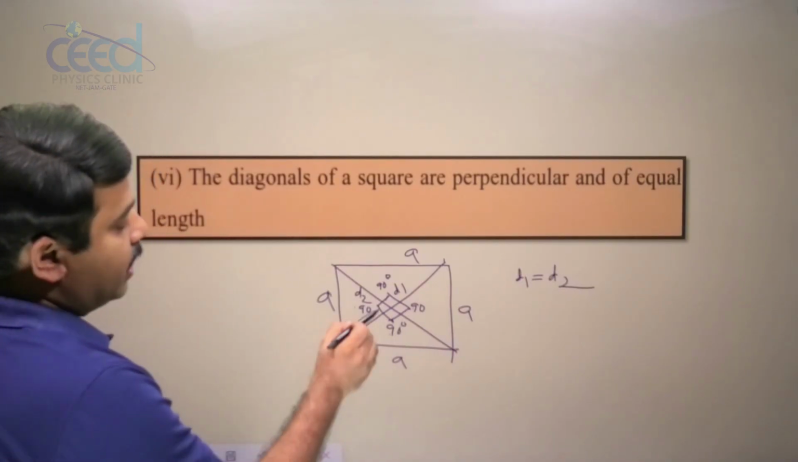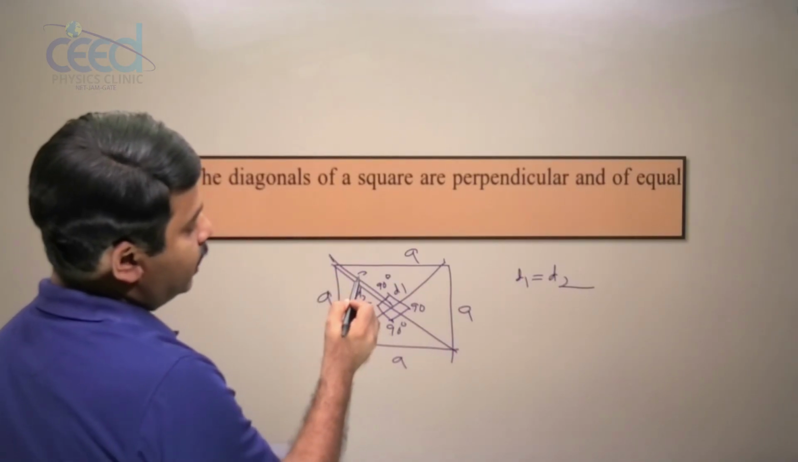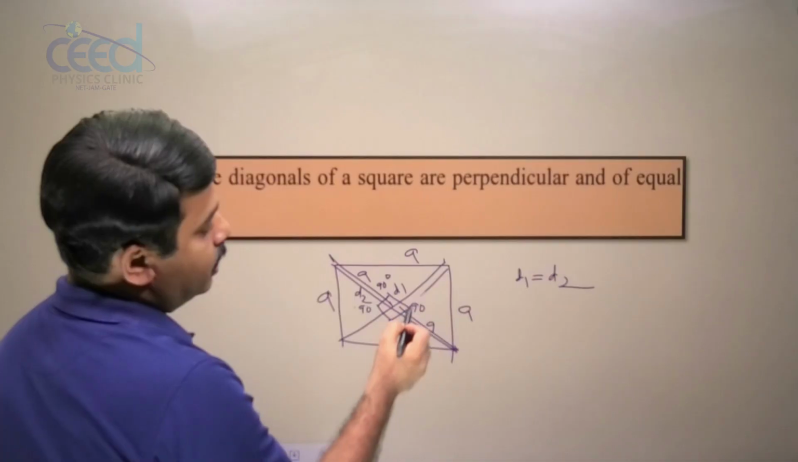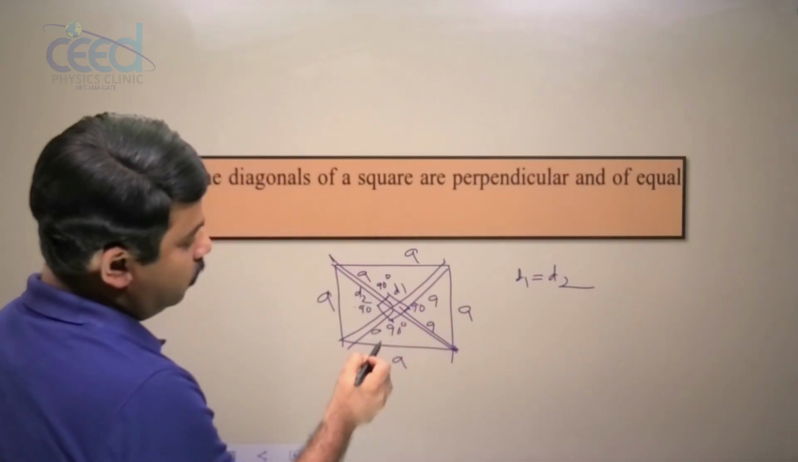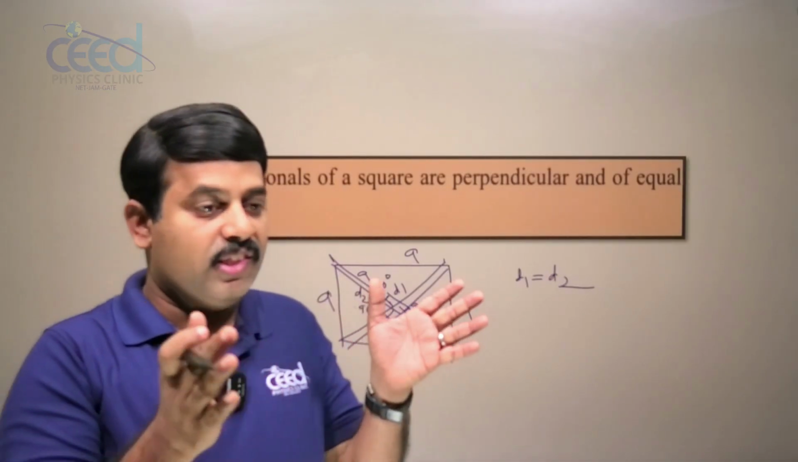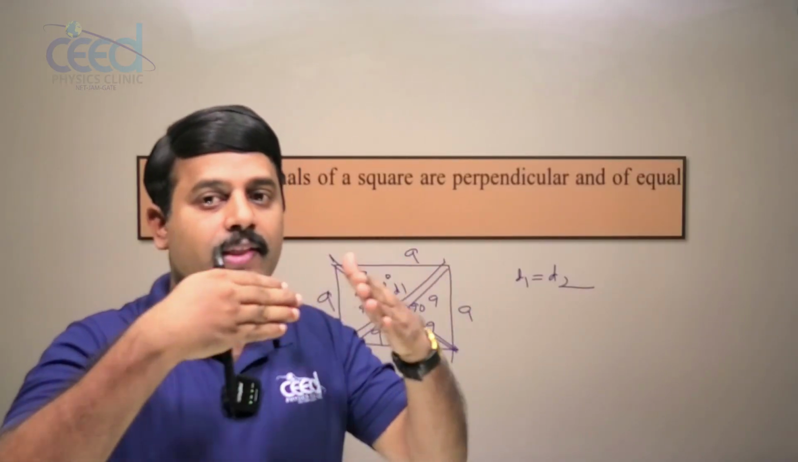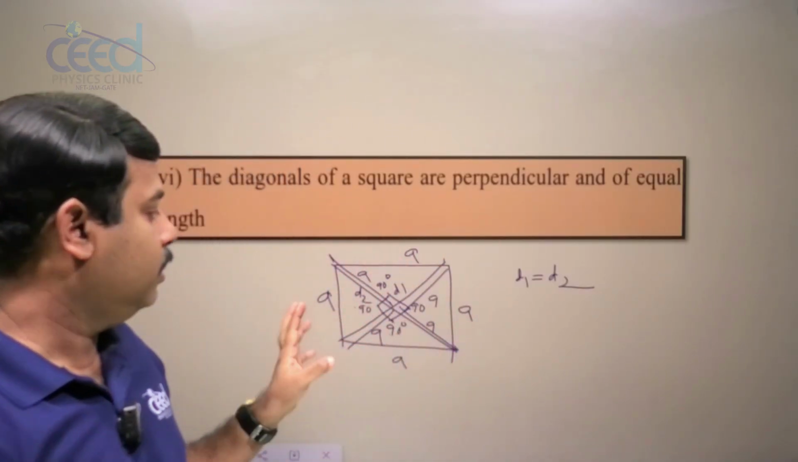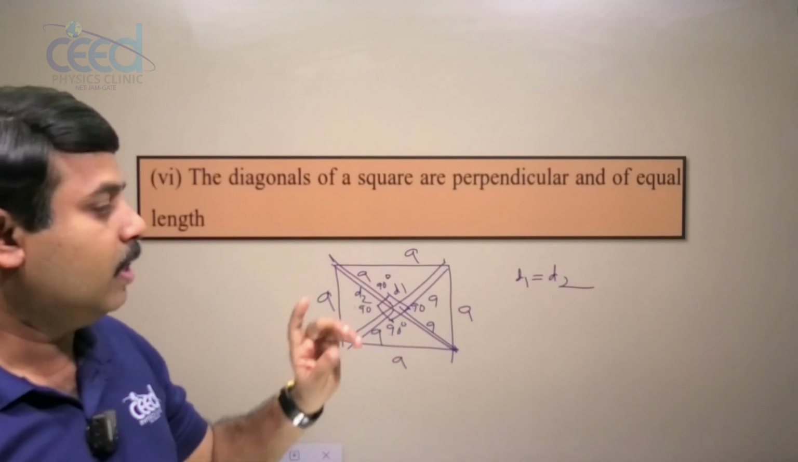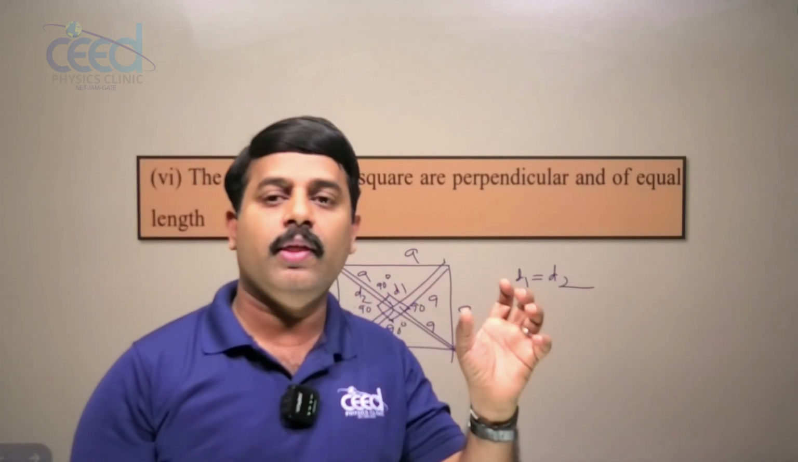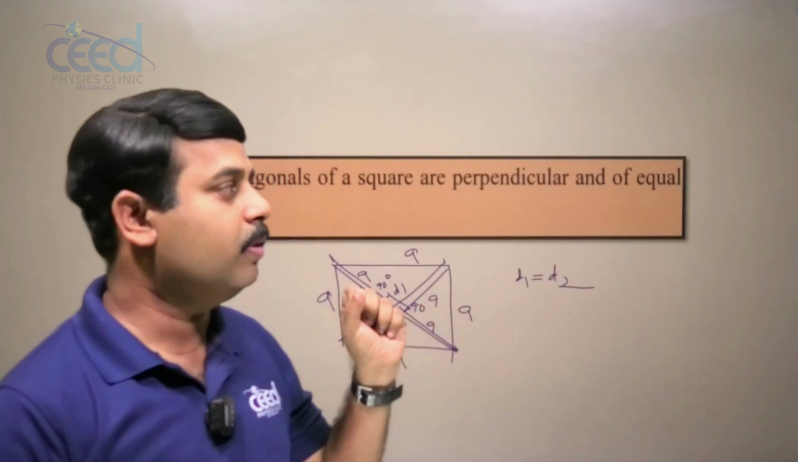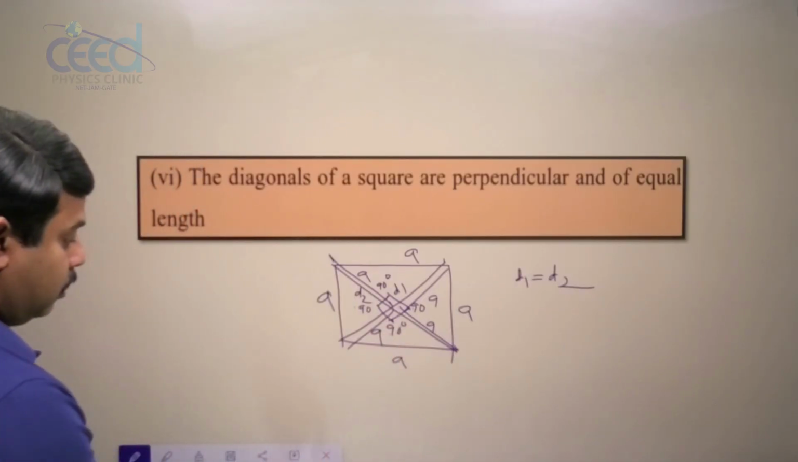They are perpendicular to each other. All the angles are 90 degree here, right? And that means this diagonal bisects also. This length is A, this length also A, this length also A, this length also A. That means these diagonals bisect each other, right? And the angle between the diagonals is 90 degree, that means perpendicular. All right.